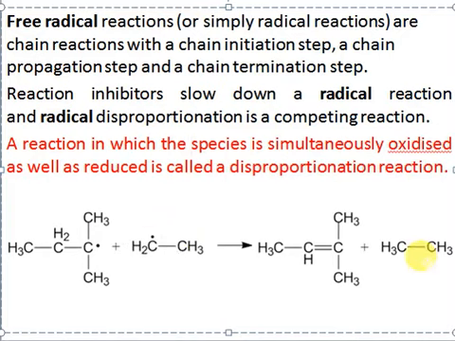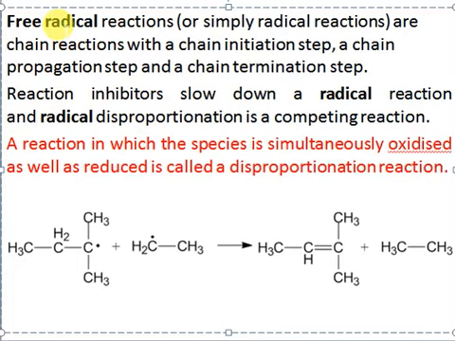It's being reduced. You can also imagine that this radical can abstract a hydrogen from this molecule. If it can abstract a hydrogen from this molecule, this will become a double bond and it will become a reduced species, right? It will get reduced and it will get oxidized. So both of these species can be oxidized and can be reduced, right? So if a species can be oxidized as well as reduced simultaneously, such a reaction is called a disproportionation reaction, right?